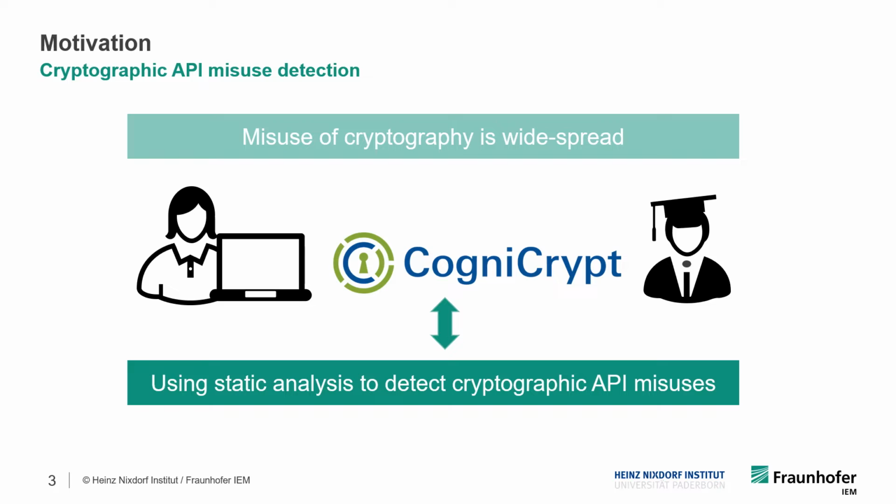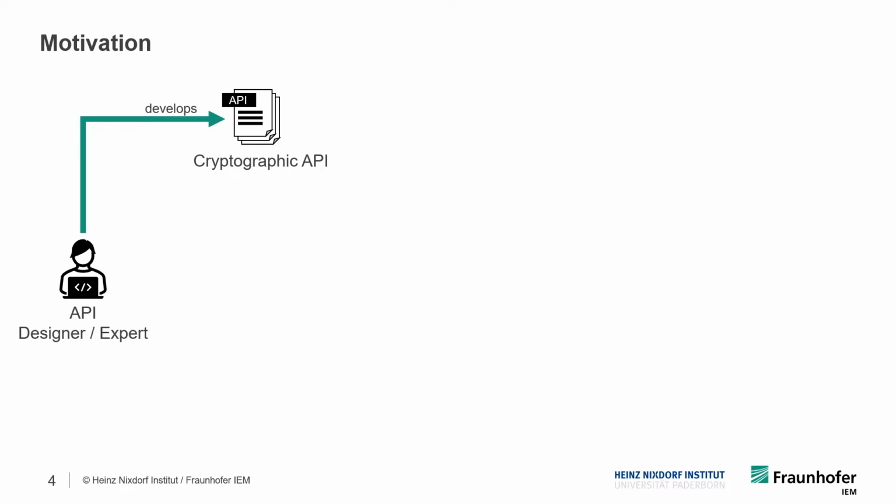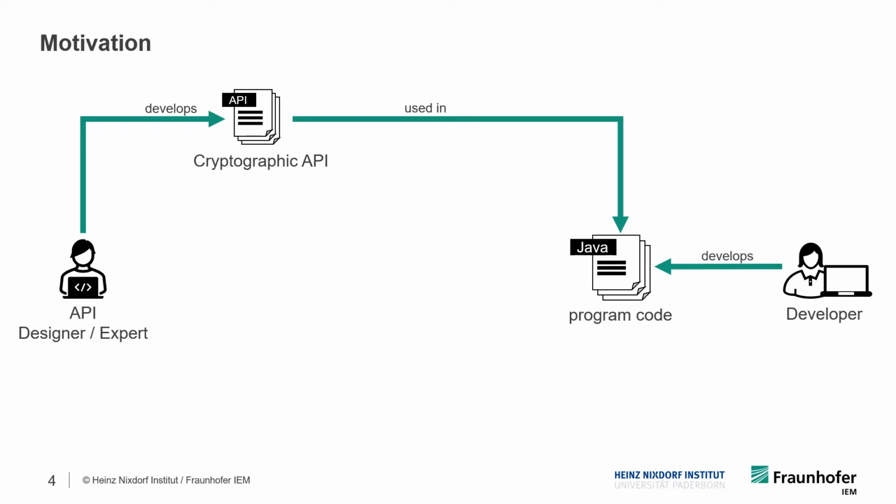Therefore, we have developed Copycrypt, a static analysis tool for detecting the misuse of cryptographic APIs in Java code. Let me explain how this works. So generally, an API is developed and designed by an API expert. The API is then used by developers in the development of their own code.